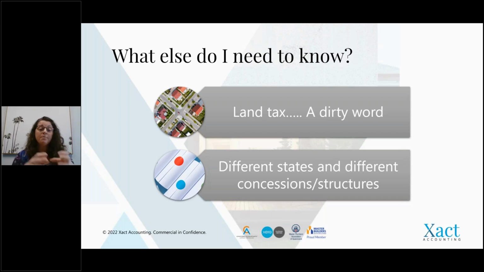So I know some people will actually set up separate trusts for each property to try and minimise their land tax obligations. That's something, again, to discuss with your advisor and to have a look at in terms of what might work best for you or otherwise.